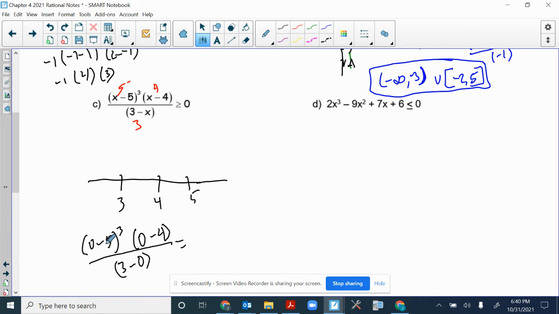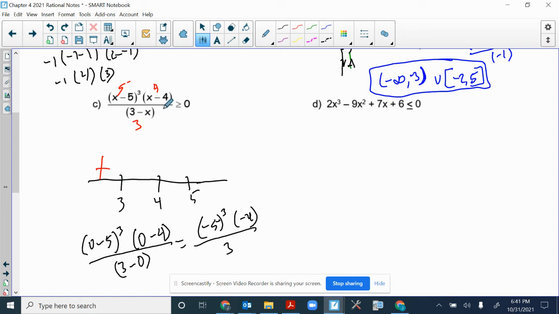So if I look at this, -5 to the third. So I'm going to write that like that. And then I have -4, and then 3. Well, -5 to the third is 3 negatives, so this is going to stay negative. But then I'm multiplying it by another negative, so that's positive. And then the denominator was positive. So after all of that, I get positive for this section to the left of 3.